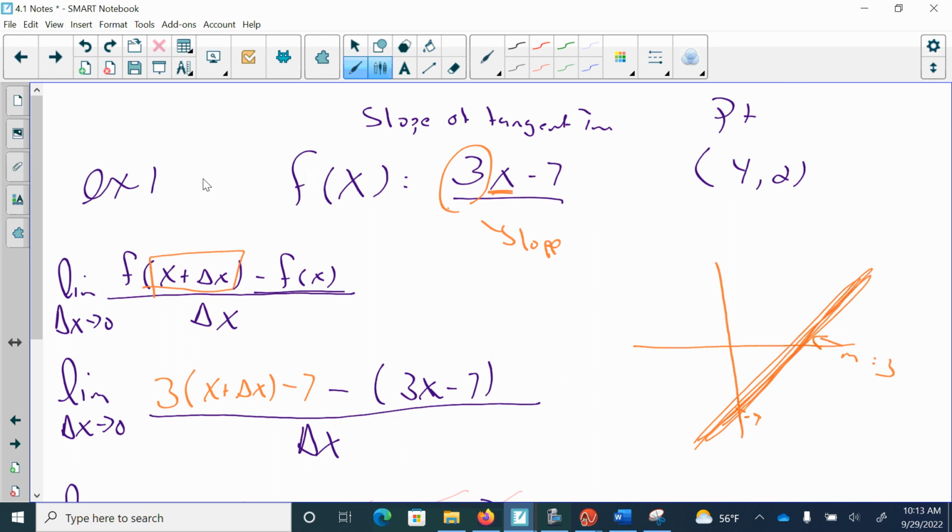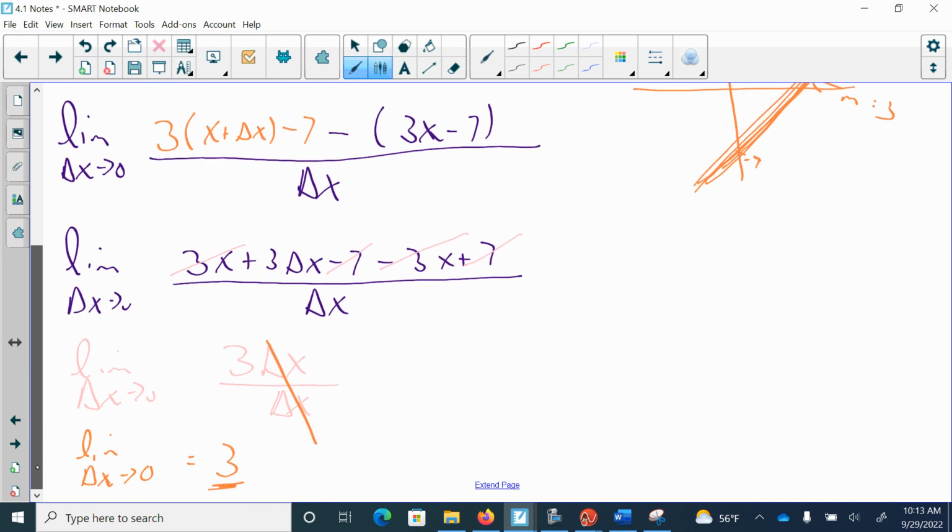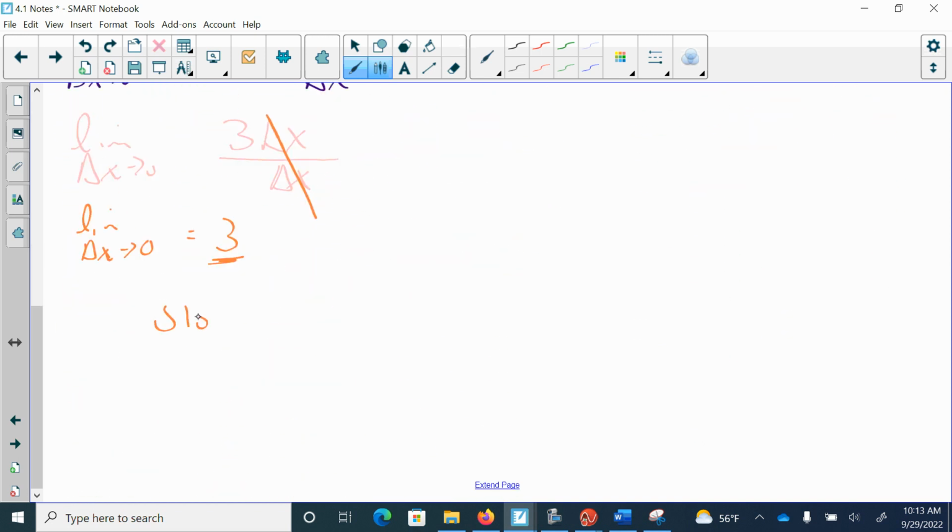All right, so they asked me to find the slope at the point 4, 2. I forgot to talk about that. Since I go here, this is a formula for the slope. It's just 3. So if I want to find the slope at the point 4, 2, is there anywhere for me to substitute in the x or the y for that? No. So my slope at this point is going to be 3. Well, my slope at any point is going to be 3.